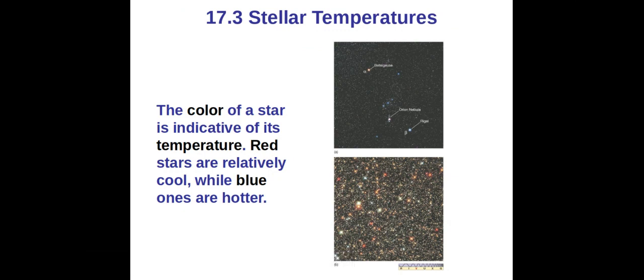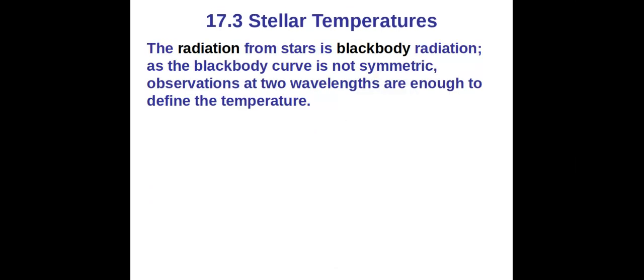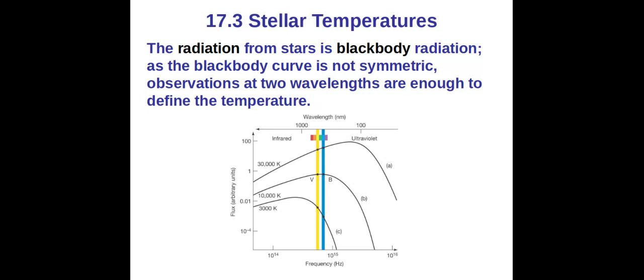We also look at stellar temperature. So I like this picture down here on the bottom right, just because it really gives you an idea of all the different colors the stars have. I know when we look just with our eyes, we don't get that sense. So red stars are relatively cool, while blue stars tend to be hotter. The radiation from stars is what we call black body radiation. As the black body curve is not symmetric, observations at 2 wavelengths are not enough to define the temperature.